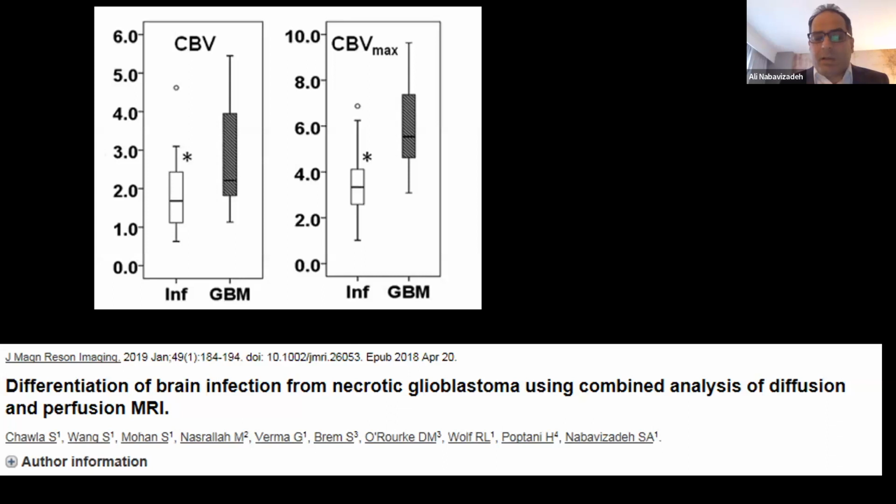This is a study that we published looking at brain infections versus necrotic glioblastoma, and we showed that the CBV max from DSC perfusion is significantly higher in GBM compared to infection. But again, as I showed, there are cases where infection could show elevation of perfusion, as you can see some of the higher range of perfusion in infection.